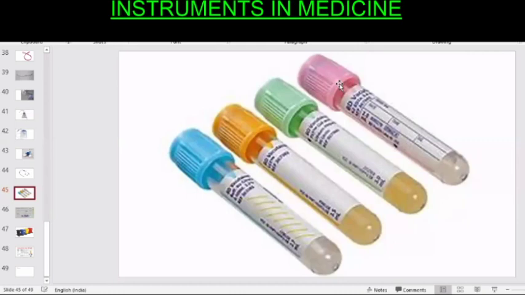Then you have a blue colored vacutainer. What does it contain? Sodium citrate. It is used for coagulation studies, yes, for PT, APTT, thrombin time, fibrinogen levels. Then you have a gray colored vacutainer. What does it contain and why is it used? It contains sodium fluoride and it is used for glucose estimation studies. Right. So in our wards we use the red, gray, blue and purple only. You should know what the contents are and what the uses of each are.